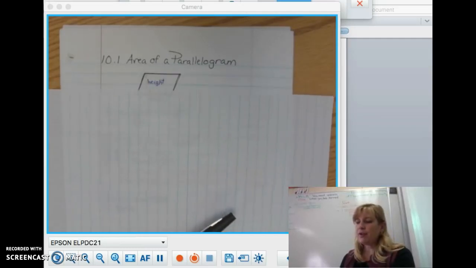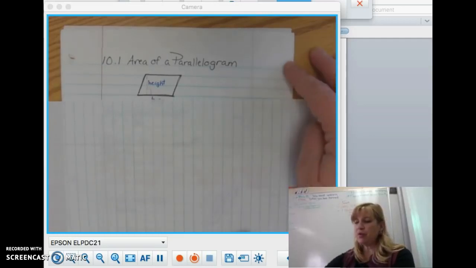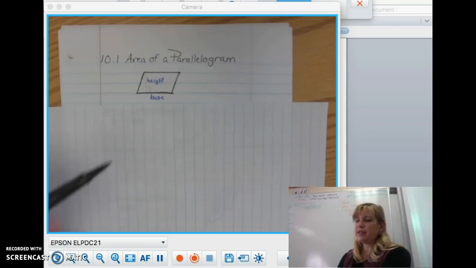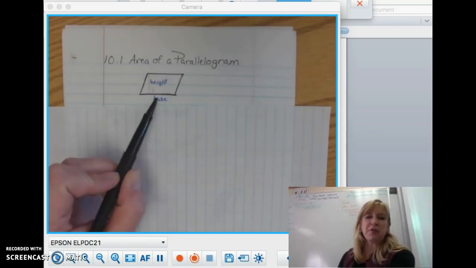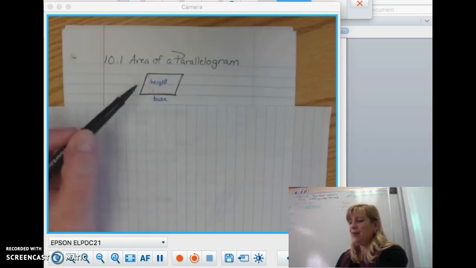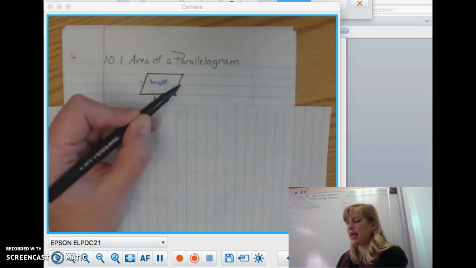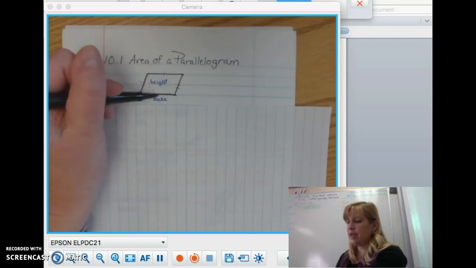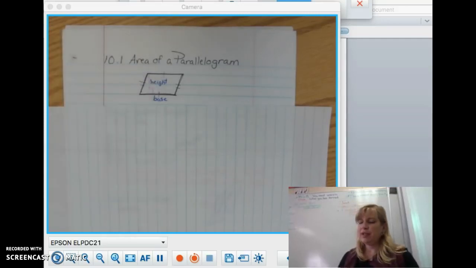And many of you may not know this. I think you covered it last year. You may have forgotten. But this is a parallelogram. I think I did a pretty decent job for a Mrs. McKinley drawing of a parallelogram. Remember, the opposite sides are parallel and congruent.